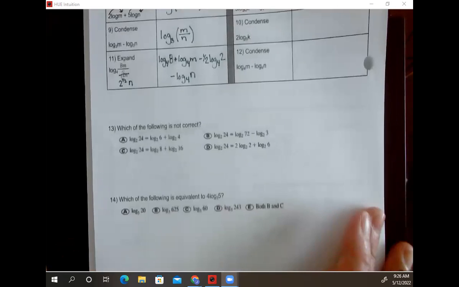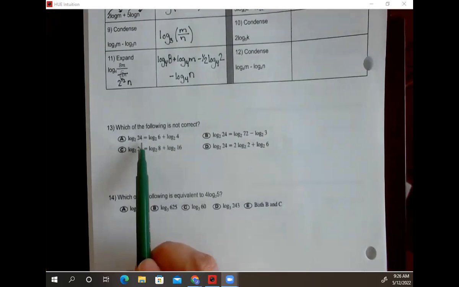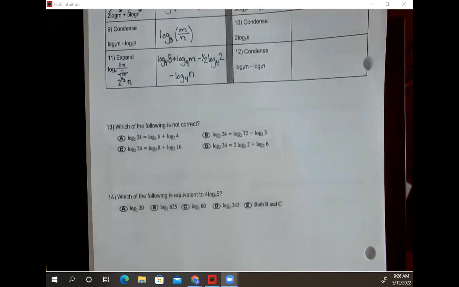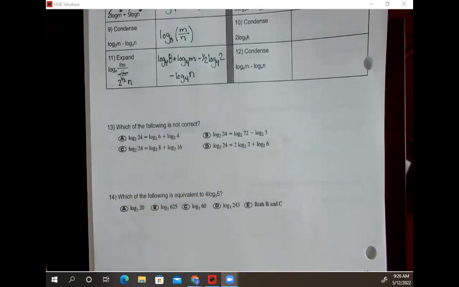The last thing I want to look at is our last odd problem on page 48, number 13. It says, which of these is not correct? So what we have for each of these is log base 2 of 24, and I have it equal to some expanded version. I want to know which of these is actually a correct expanded version. So to figure that out, I'm going to take what they've given me and condense it down and see if it matches log base 2 of 24.